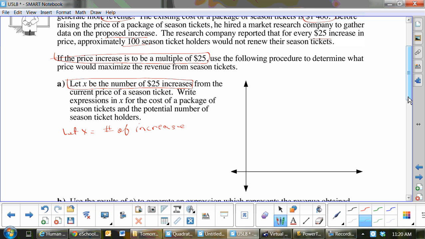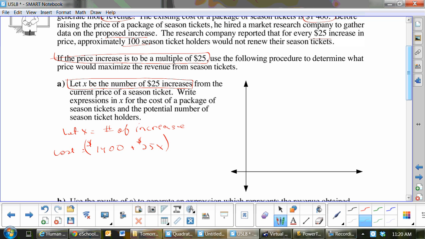Okay? So right now, for the cost of a ticket, I am charging $1,400. Since increases are X, one increase would be $1,425, right? Does that make sense? 2 increases would be $1,450. So this is what I'm going to write: 1,400 plus 25x. 0 would mean I'm charging $1,400. Okay, so that's the cost of a ticket.